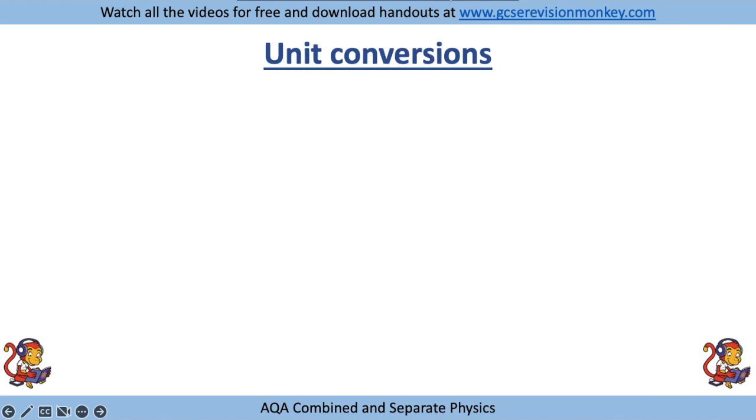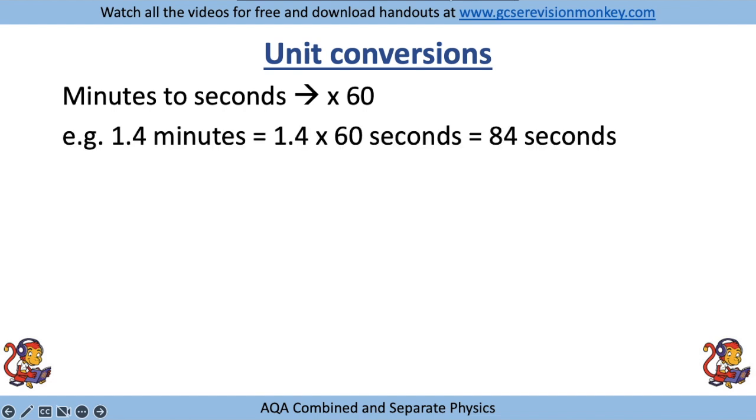So the really common unit conversion is the minutes to seconds one. You must multiply by 60 to convert from minutes to seconds. So for example, if you had 1.4 minutes, you would do 1.4 multiplied by 60 to get 84 seconds, and you'd use the number 84 in your equation.